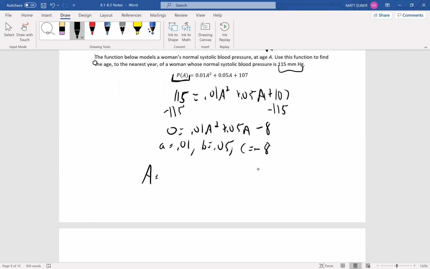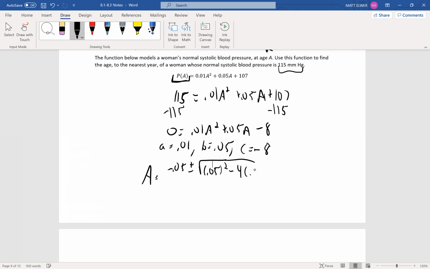So A is equal to negative B, so negative 0.05, plus or minus the square root of B squared, 0.05 squared, minus 4 times A, which is 0.01, multiplied by C, which is negative 8, all over 2 times A, so 2 times 0.01. Okay. Obviously, after writing that out, we're running out of room.